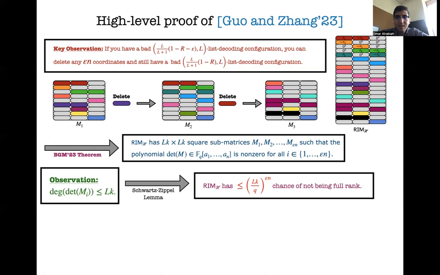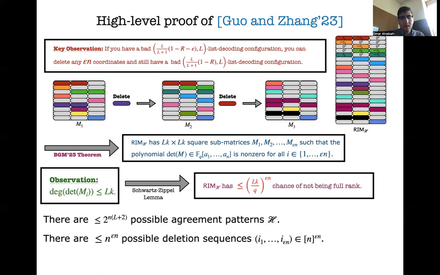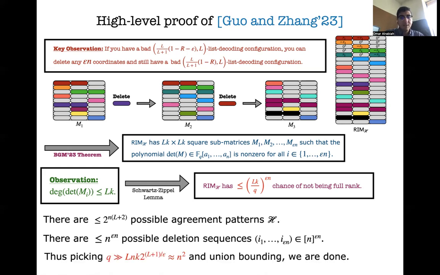I'm skipping a lot of high level details, but the high level idea is that each matrix Mi has a variable that doesn't show up in the later ones. So you can iteratively apply Schwartz-Zippel from the end to the beginning, step by step. And then you apply the same union bound, only now you have to account for the deletion sequences that you've done before. So you have n to the epsilon n possible deletion sequences that you have to account for. And if you do this union bound, then you get this q. Then you need that q is at least n squared, give or take, and that finishes the proof of Gorjang.